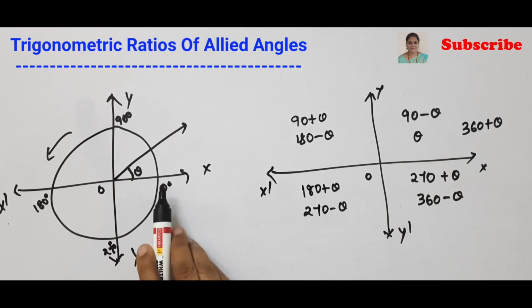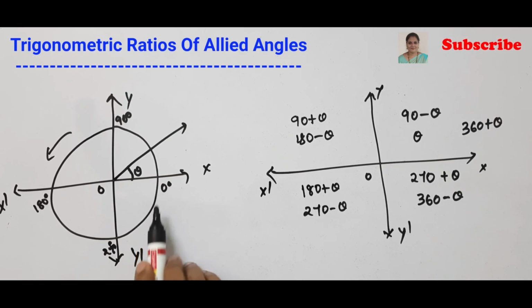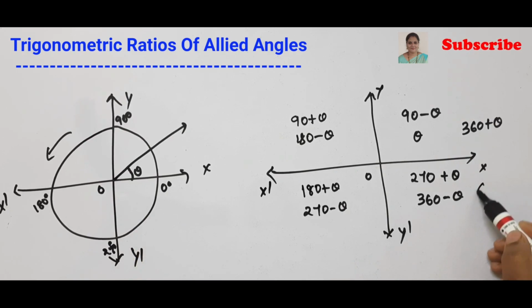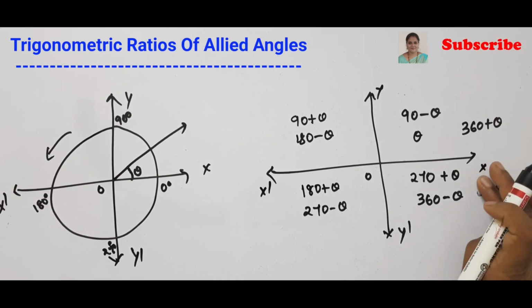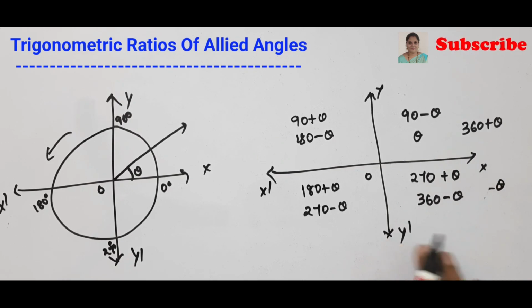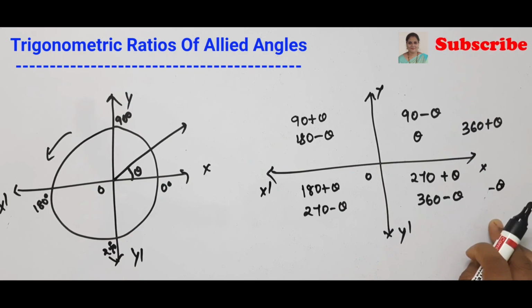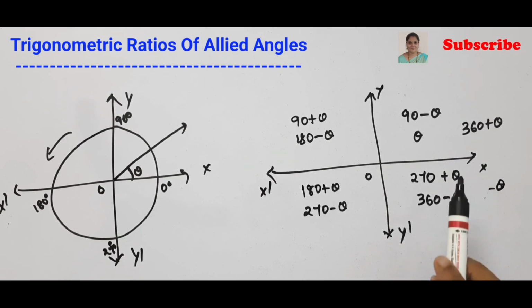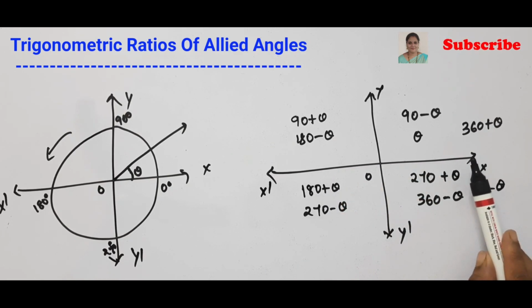Also, if you observe, the angles in the fourth quadrant can be less than 0. Less than 0 means here the angles will be 0 minus theta, which is minus theta. So in this quadrant, the angles will also be of the form minus theta. If you still rotate, you will get some more angles in these quadrants. I am just stopping here itself.